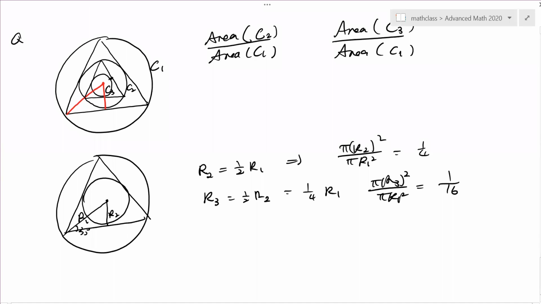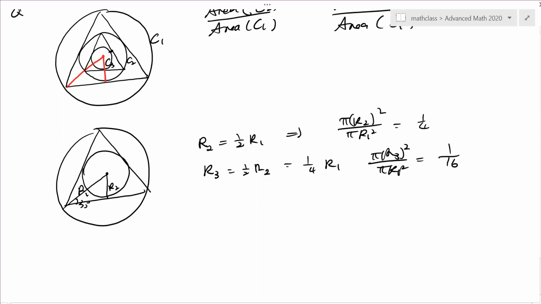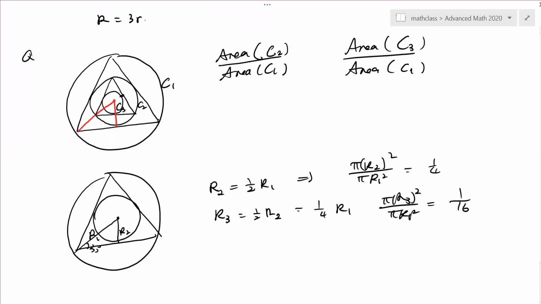So the area shrinks quickly. You could draw more circles and zoom in, you have billions of circles. It's getting tiny, getting small quickly. This is an interesting picture, but whatever circle you get inside, the area is going to be a quarter of the area of the larger circle. Draw a larger circle, draw an equilateral triangle, draw another circle. The area of this smaller circle is going to be a quarter of the area of the larger circle.